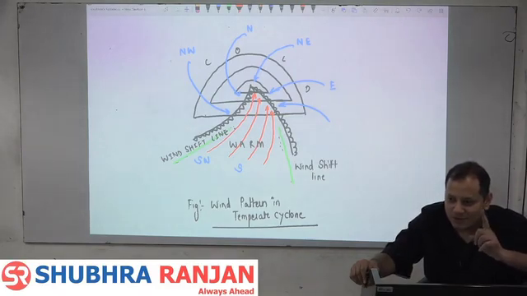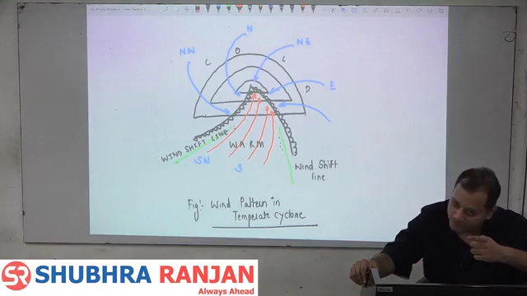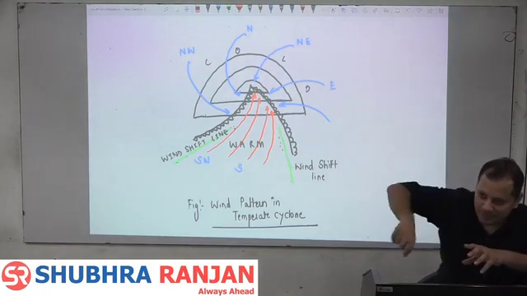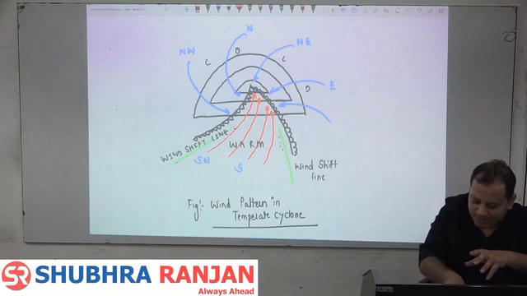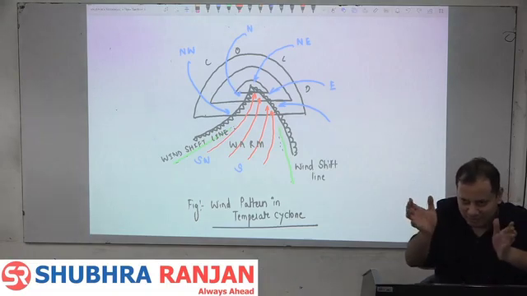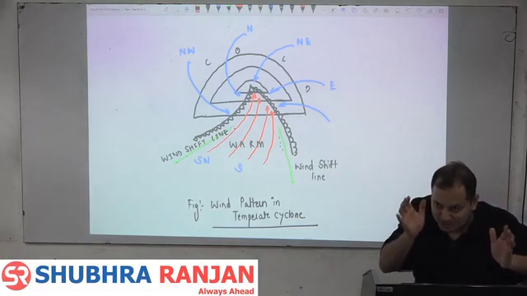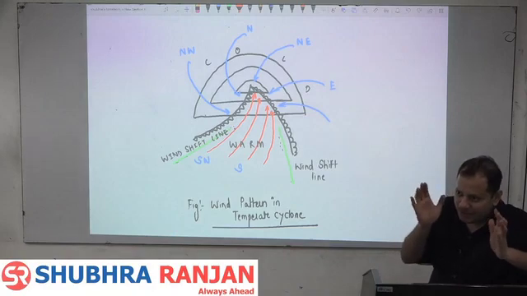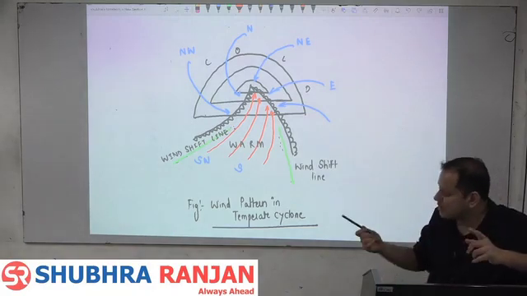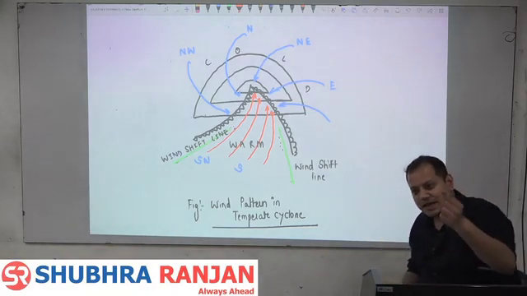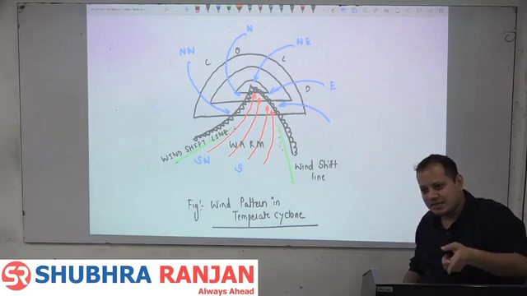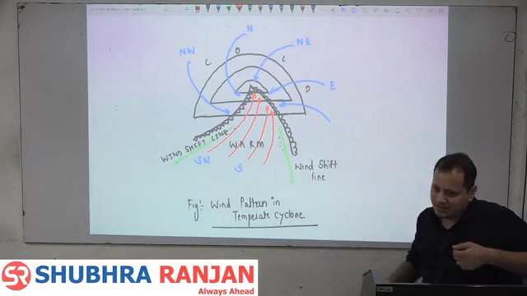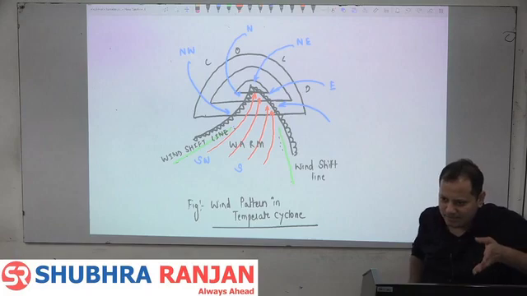North, northwest, northeast, south, southwest, southeast. Why northwest? Perfect. Northwest is having the lowest temperature because all the wind deflects towards the northwest. There is a concentration of cold wind in the northwestern part. So far in GS they have only asked which part has the highest temperature. So the answer is southern part. Clear?